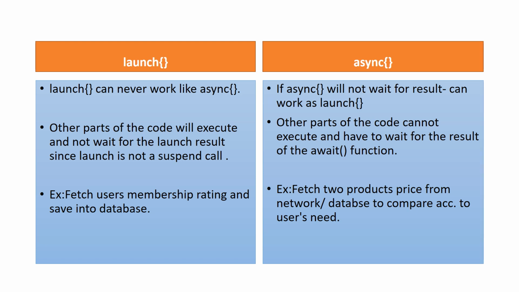We can use launch, for example, to fetch users and membership rating and save them into the database, so it will not affect the UI. With async, we can fetch two products' prices from the network or database to compare according to the user's need. So this is all we can know about coroutines basics. In the next videos we will learn more about the same. Thank you.